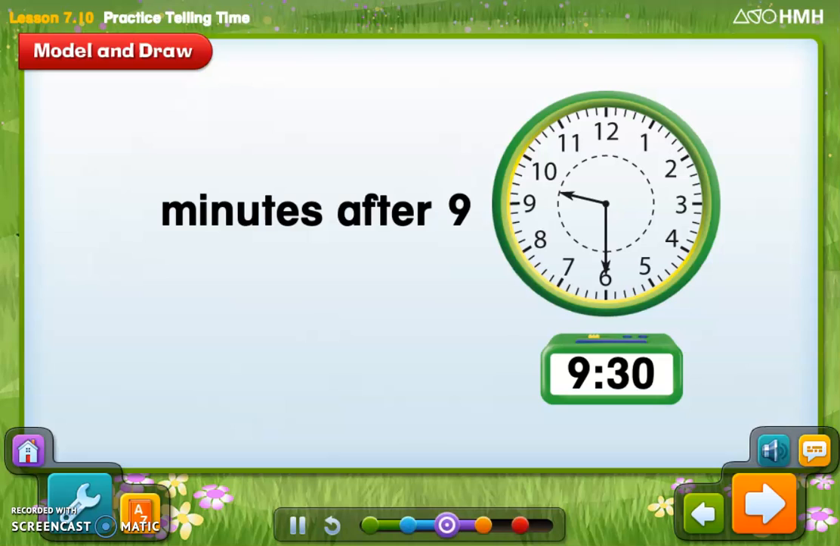What is another way to say 9:30? Select the answer. So another way to say 9:30 is saying blank minutes after 9. If it's 9:30, then that means we have been 30 minutes past 9. So we can also say 30 minutes after 9. Great job! Another way to say 9:30 is 30 minutes after 9.